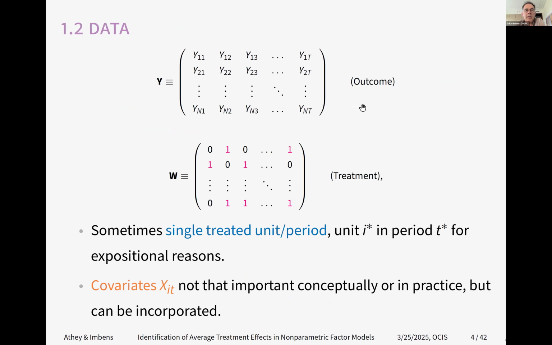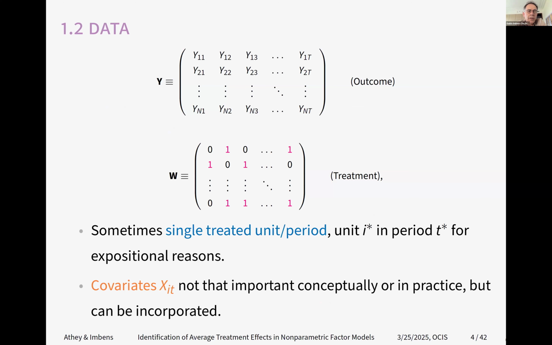So here's another way of looking at the data. We're going to have this panel where we have this matrix of outcomes where the columns correspond to the time periods and the rows correspond to the units. And we're going to have the similar sized matrix of binary treatments with a bunch of zeros and ones. Occasionally, we'll look at the setting where there's just a single treated unit-period because that allows us to link it to parts of the literature, in particular the synthetic control literature that is often focused on that setting.